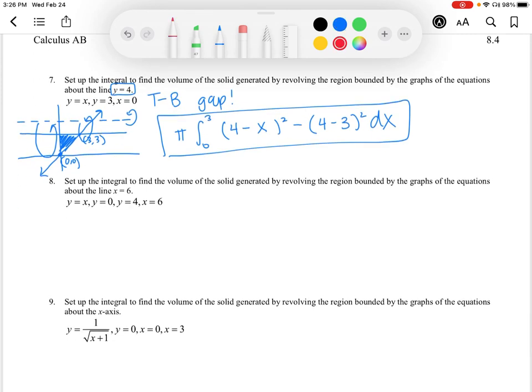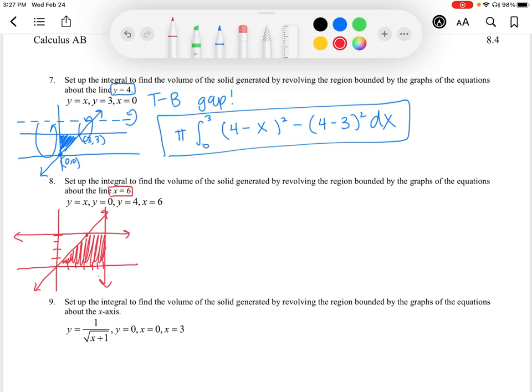Let's look at 8. Set up the integral to find the volume of the solid, same directions, but this time we're looking at x equals 6. So let's draw our graph. Here's the graph. I've got the same y equals x. Then I've got y equals 0 and y equals 4. So 1, 2, 3, 4, 1, 2, 3, 4. It's going to go through about right there. And x equals 6. So 4, 5, 6 means that that's going to go through about right there. So this is the area that we're talking about.